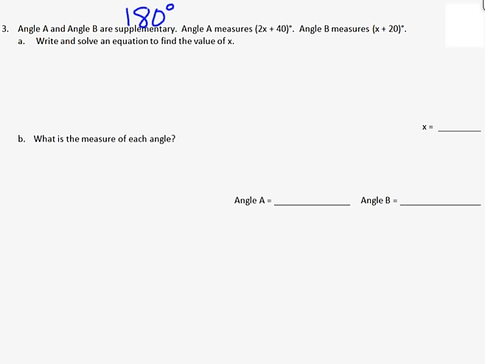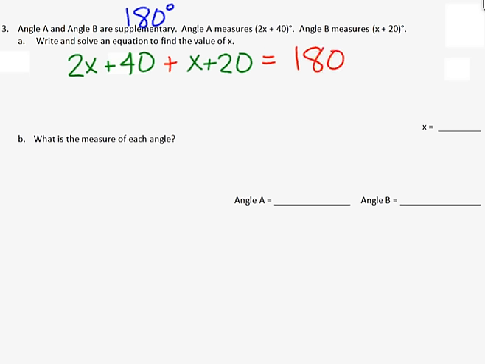So we're going to take each of those expressions and we're going to add them together and set it equal to 180. So that would be a starting equation in order to solve for x.